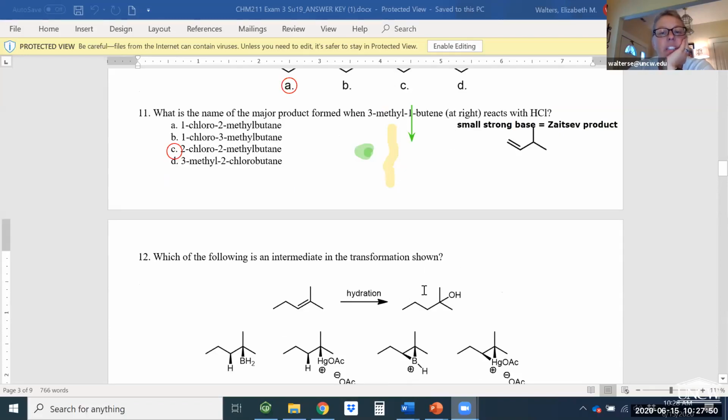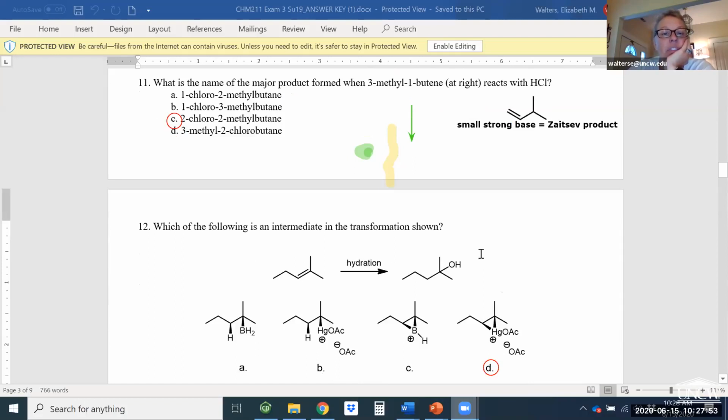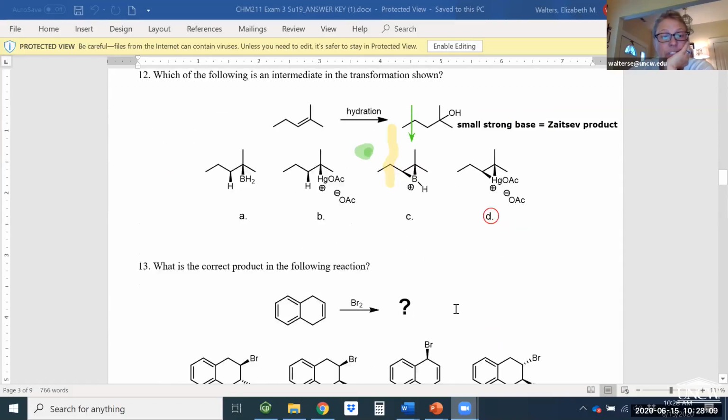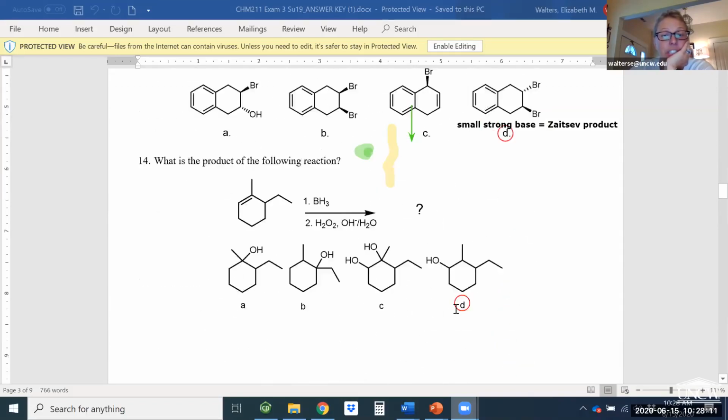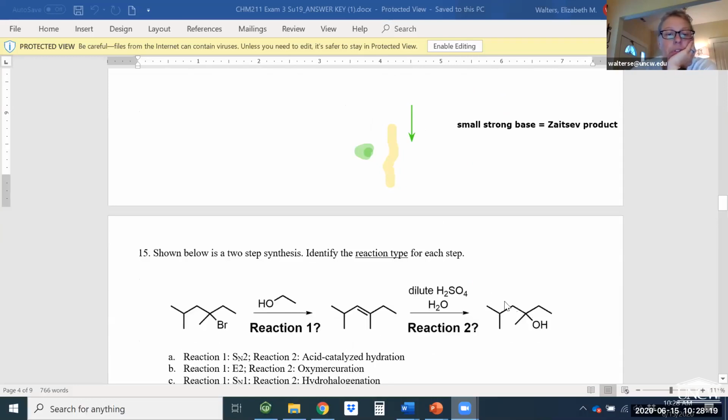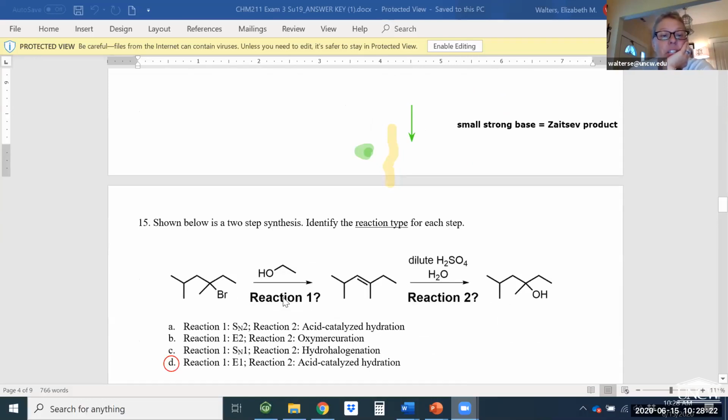Okay, 12 is recognizing here that you're making a Markovnikov alcohol, and Markovnikov alcohol goes through this mercurinium ion. We did 13, we did 14, we did not do 15. Let's see, so okay, so in 15, you're going from an alkyl halide to an alkene, which means that this is elimination.